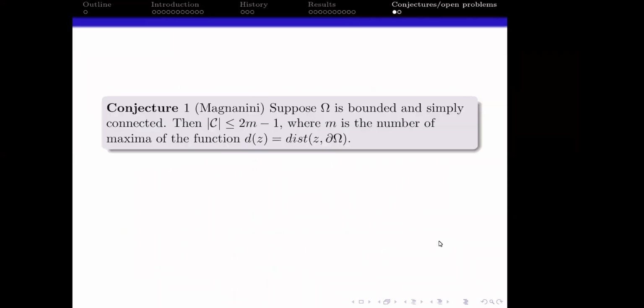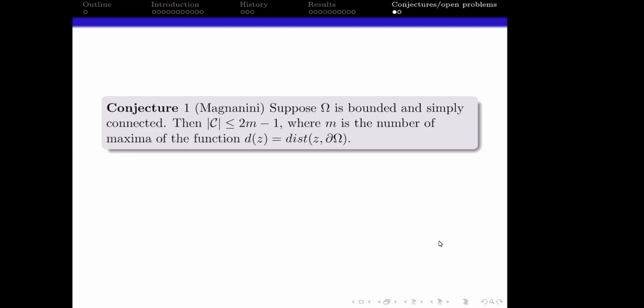Okay, so I will end here, but let me just state a few conjectures. As we talked about initially, suppose you have a simply connected domain, then there are only finitely many critical points, right? There is a conjecture of Magnanini, who is one of the people who has done a lot of work on this. What is this conjecture? The number of critical points is at most 2m minus 1, where m is the number of maxima the distance function has. So this is his conjecture.